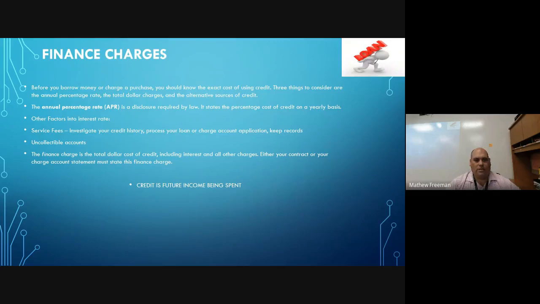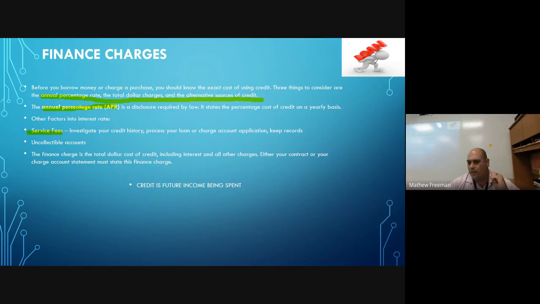Okay, financial charges. Key thing here is understanding the annual percentage rate, the total dollar amount, and alternative sources of credit. Understand your annual percentage rate, how much you're being charged. It is required by law to let you know that. Understand that. Know what it is. Know what service fees will be applied. They will tell you those things. What service fees are you getting charged for?